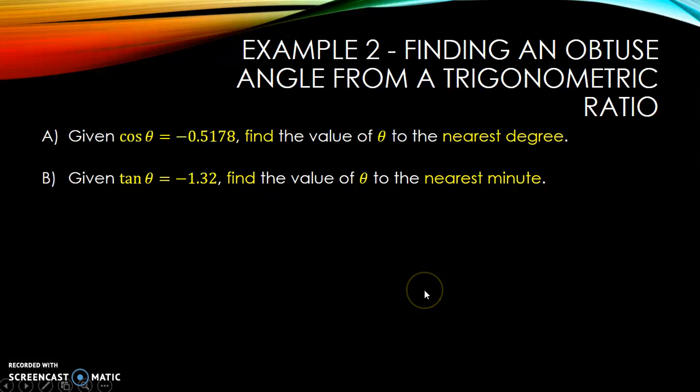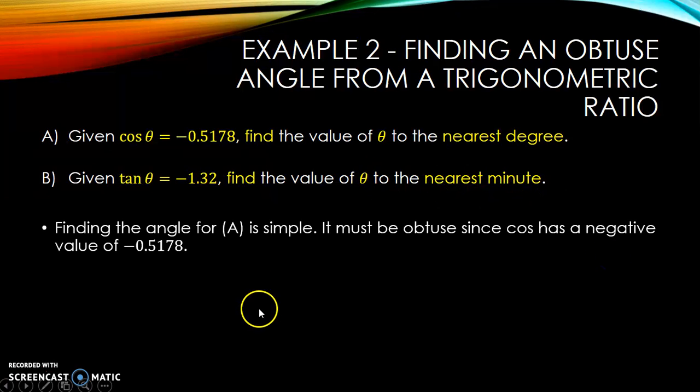Example 2. Finding an obtuse angle from a trigonometric ratio. A, given cos theta equals negative 0.5178, find the value of theta to the nearest degree. And B, given tan theta equals minus 1.32, find the value of theta to the nearest minute.